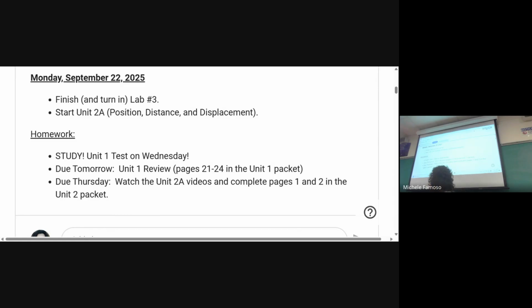While you're getting that out, I am going to hand out the packet that you will need for the written assignment, which is due Thursday. We're going to start Unit 2. If we have time, we'll get it started today. If not, definitely tomorrow. But this is the Unit 2 packet that you will need to do the assignment that is due Thursday. In your Google Classroom, there will be a couple of videos on Unit 2A, which we'll learn about just a little bit. And then you're going to answer the questions on pages 1 and 2 of this packet for Thursday.